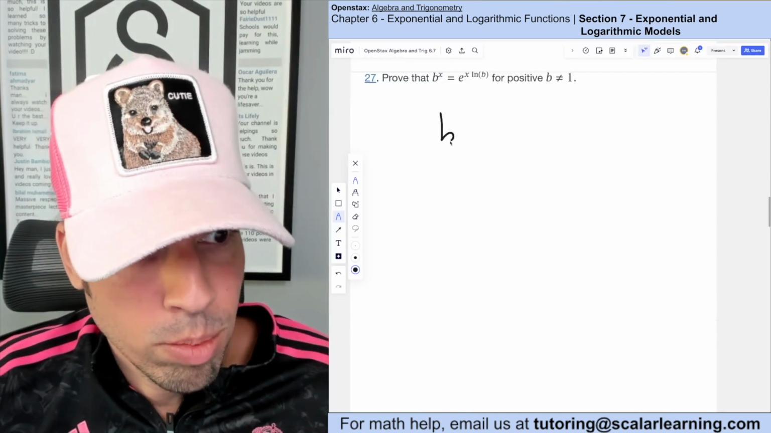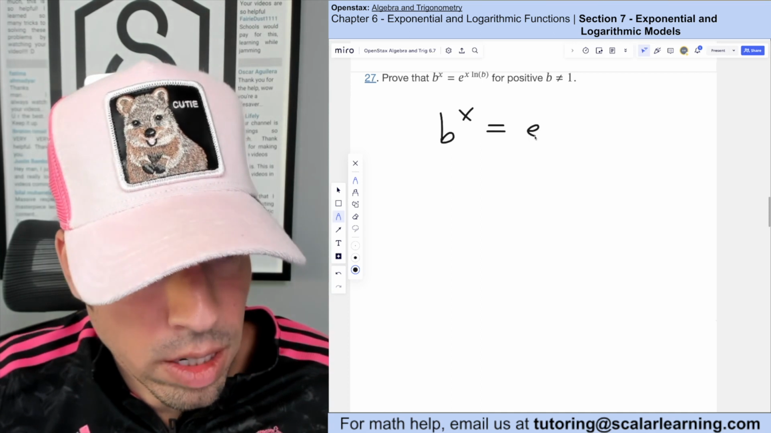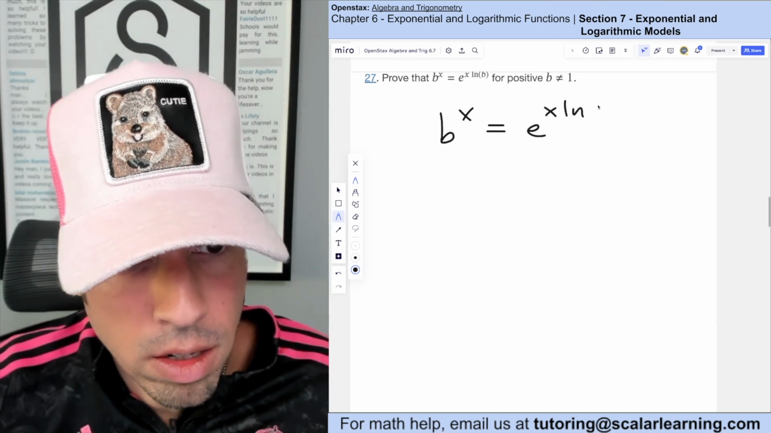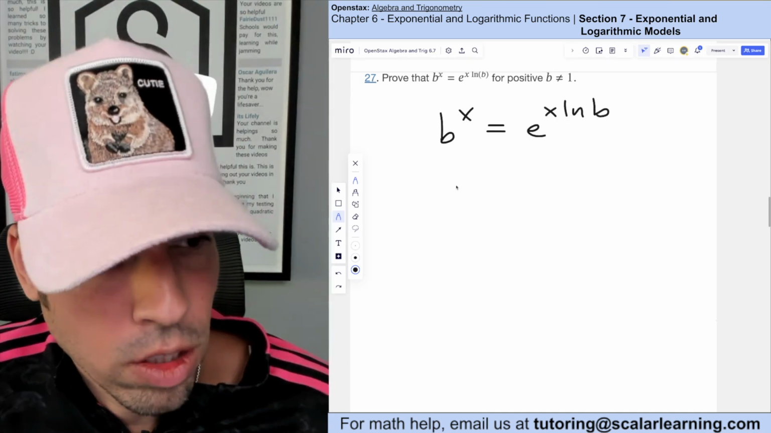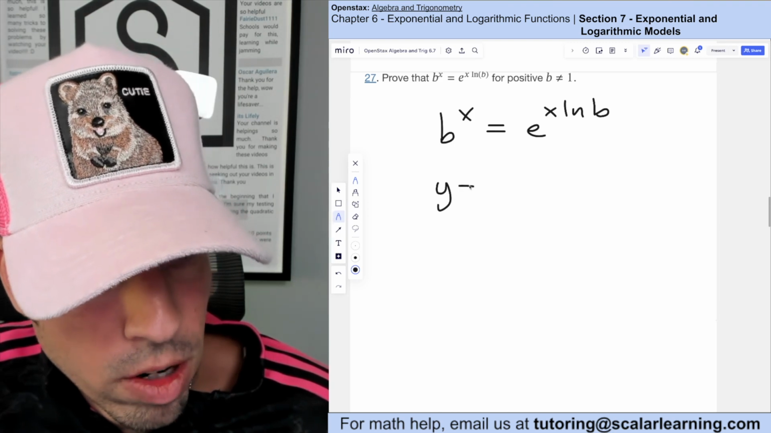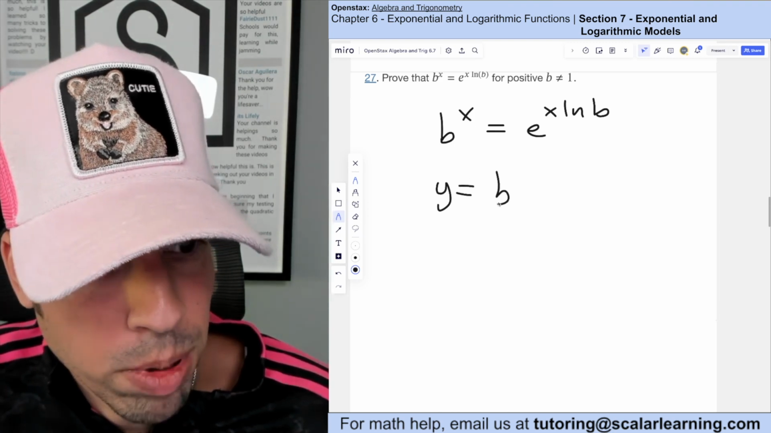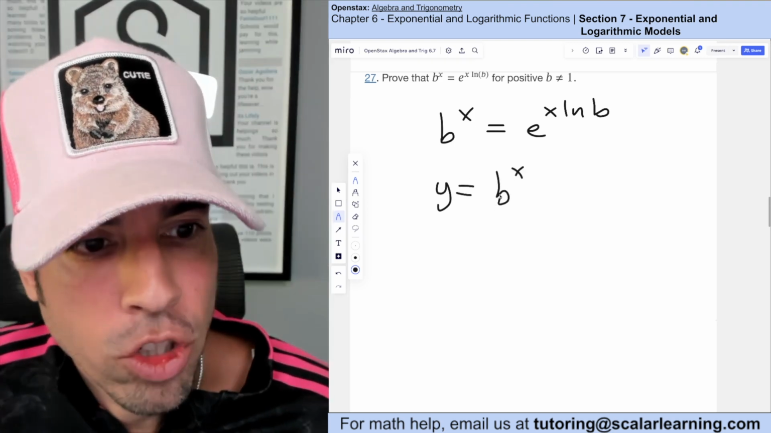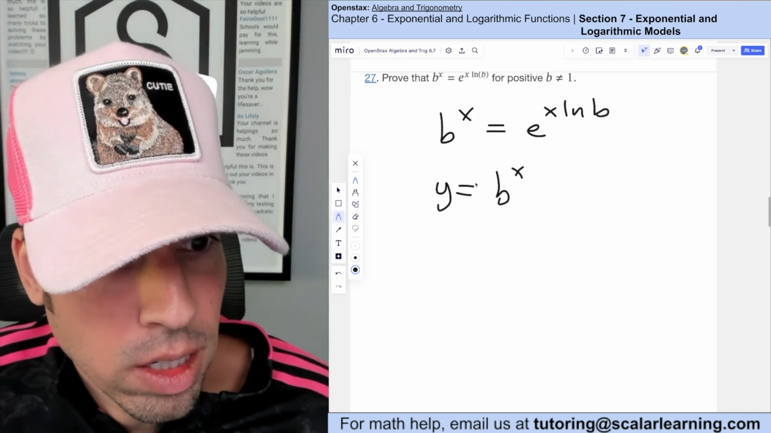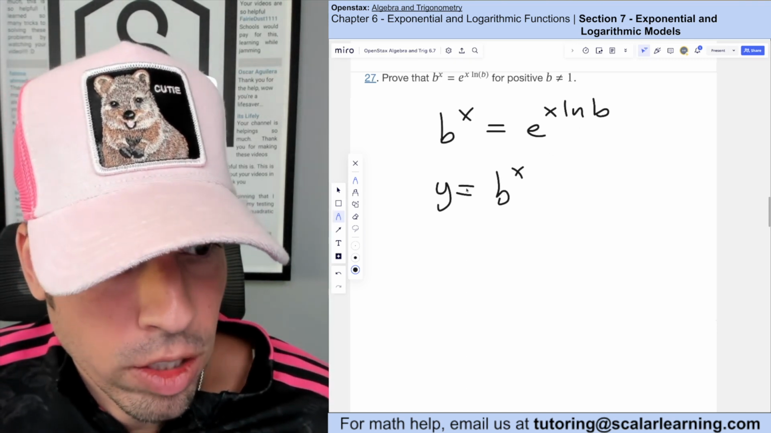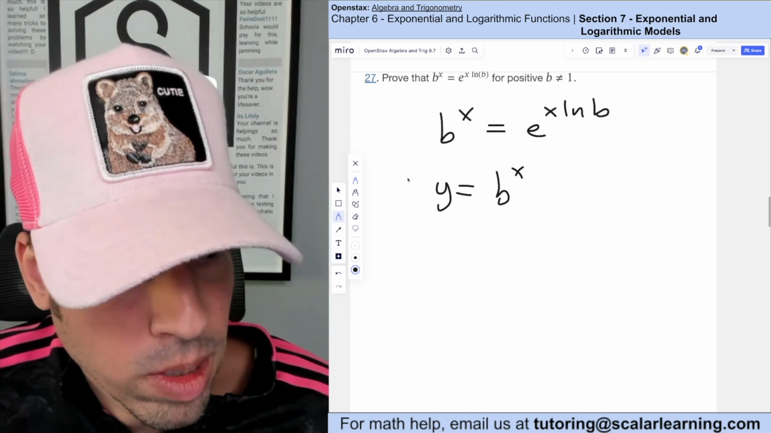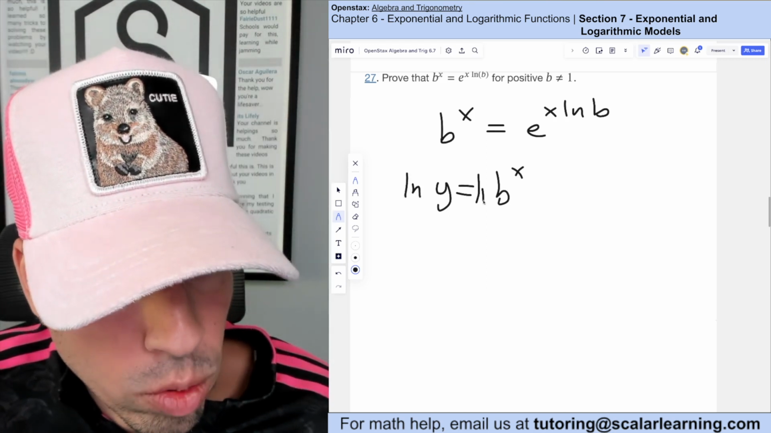So for this one, we're trying to prove that b to the x equals e to the x ln of b. So the way we can prove this is we can start by setting some variable y equal to b to the x, okay? And what we're going to try and do is we're going to try and see if we can get something equivalent here. So I'm going to start with this premise, and then I'm going to start by taking the natural log of both sides.